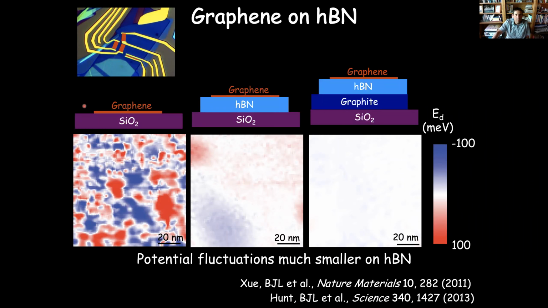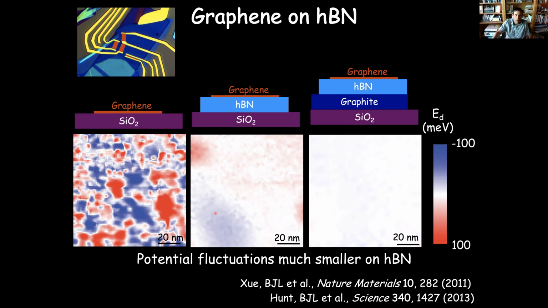So graphene on silicon oxide here on the left, you have potential fluctuations on the order of about 100 millielectron volts. You put graphene on the boron nitride, it gets significantly reduced. We're down here in the 5 to 10 millielectron volt range, but you can still see a little bit of blue here, so hole doping, a little bit of red for electron doping up here.